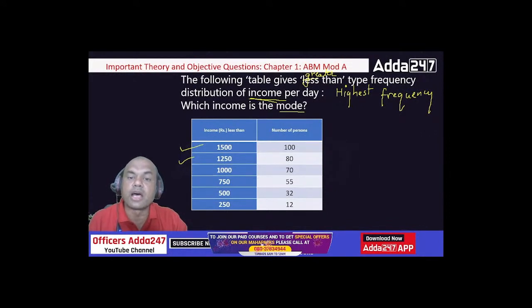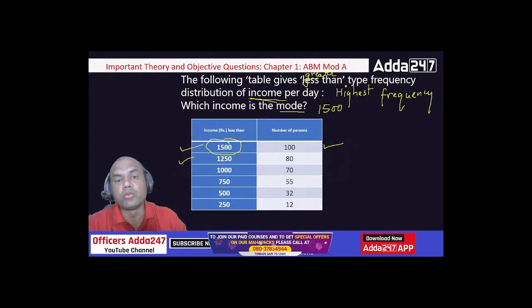Okay. Now we have to find the mode. So mode means what? Which is having the highest number of frequency. So who is having the highest number of frequency over here? It is 100 obviously, right? So 1500 is the modal class over here. So which income is the mode? The income mode is 1500. This is the mode. Okay.